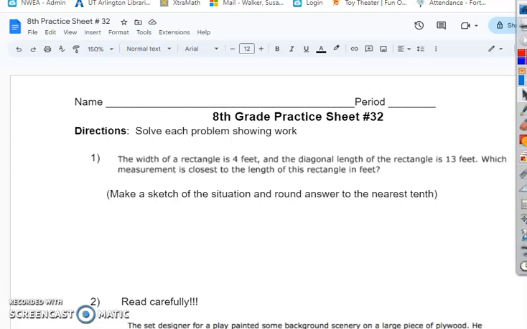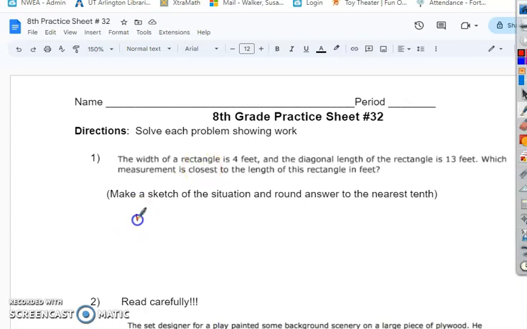Guys, we are working on practice sheet number 32. This says the width of a rectangle is 4 feet and the diagonal length of the rectangle is 13 feet. Which measurement is closest to the length of the rectangle in feet? So my suggestion, of course, is to sketch this, okay?